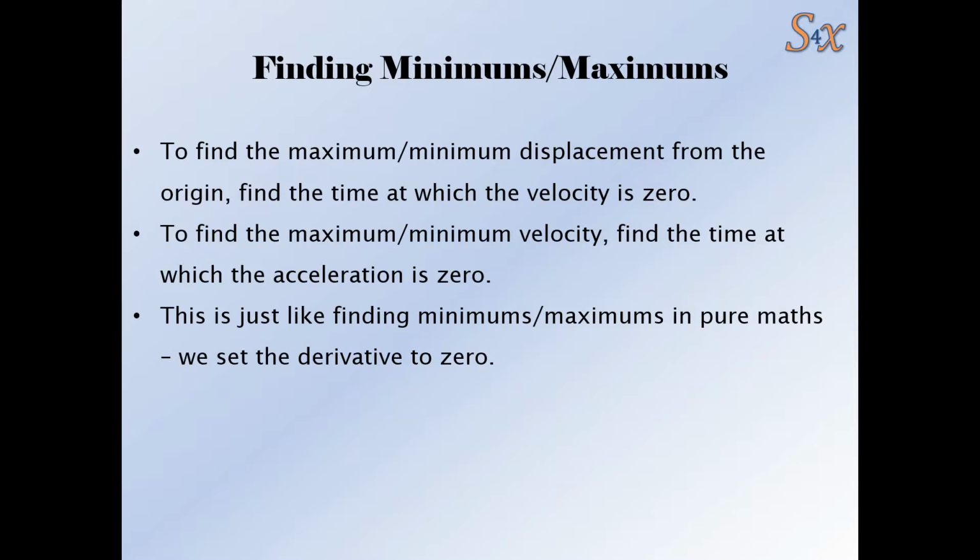But it's the same thing for the acceleration and the velocity. If we want to find the maximum velocity, we set the derivative, which is acceleration, to zero and solve it. So we'll do a quick couple of examples here.